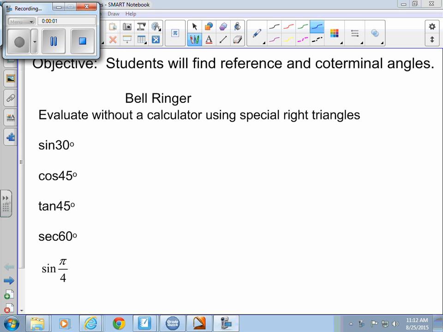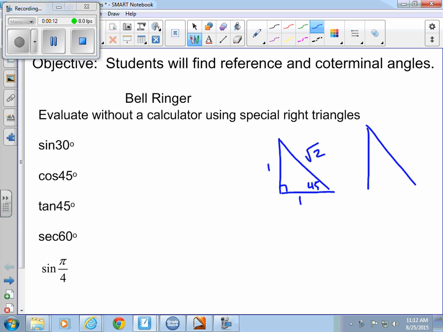Help me with all 5 of these questions. I'm going to draw 45, 45, 90. And I'm going to draw 30, 60, 90. You could make it any 30, 60, 90. You could make it any 45, 45, 90. But we learned the other day the easiest option is the 1, 2, radical 3.